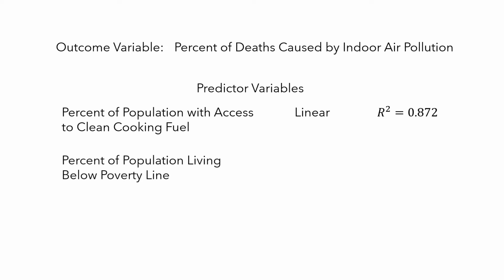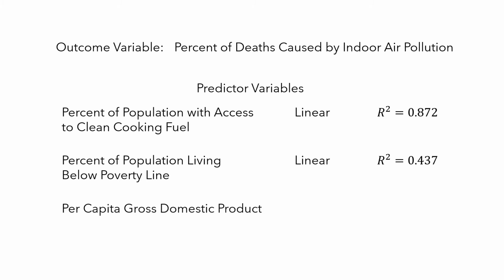The percent of the population living below the poverty line also had a linear relationship and a moderate coefficient of determination. We also looked at the per capita gross domestic product. This appeared to have a strong relationship with the outcome variable, but the relationship was nonlinear. It is possible to transform this variable to make the relationship linear, but that is a topic for another video. So for now, we won't use this variable in our model.